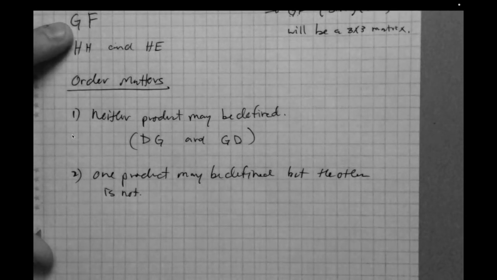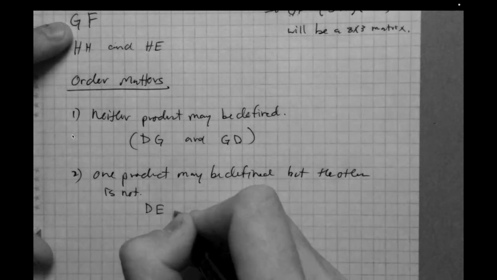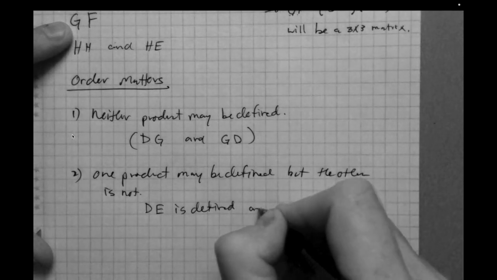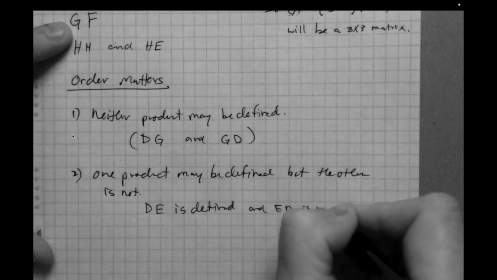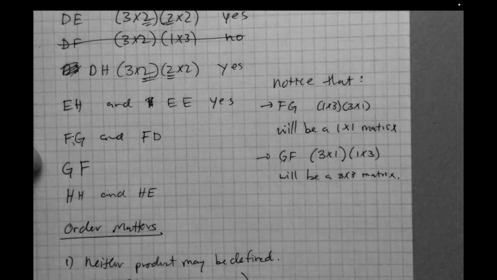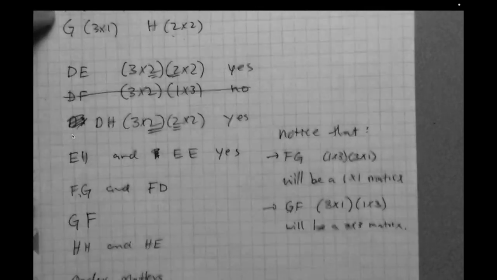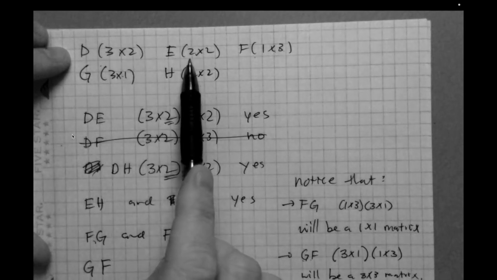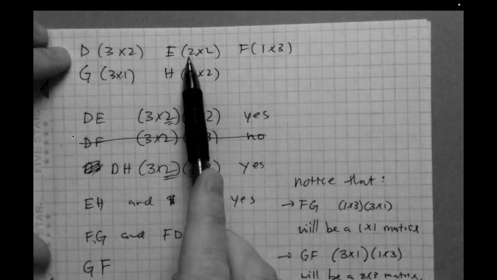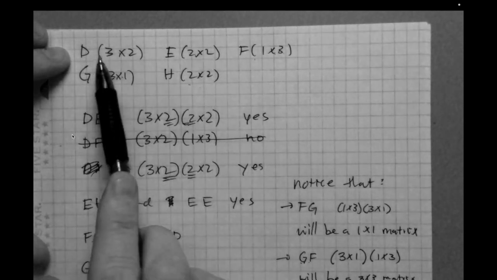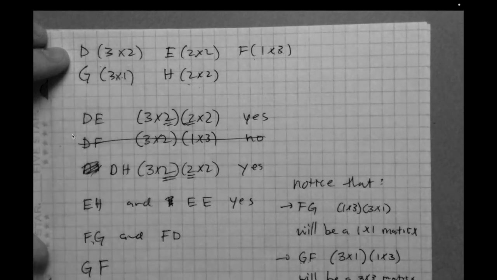Right, so an example of that would be DE is defined, and ED is not. Remember, D is 3 by 2, E is 2 by 2, so D times E works, but E times D does not. D times E works, a 3 by 2 times a 2 by 2, but E times D does not work. A 2 by 2 multiplied against the 3 by 2 does not work.